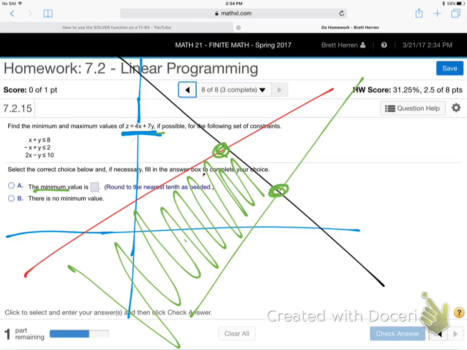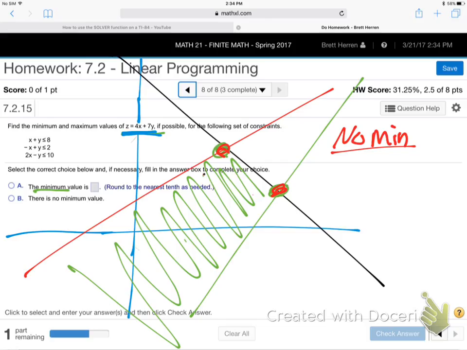Let's answer that, make sure. Sure enough, there's no minimum. So there's no minimum, but one of these two will be the maximum, won't it? They're asking minimum and maximum. So how do you find those? You got to find the intersection between the lines. Now, when you do the intersection, we're out of time, aren't we? So when you do the intersection for those two, you're going to have to be a little careful when you run the intersection. Let me just show real quick, because you got to make sure you're on the right two lines. So let me show you what I mean.